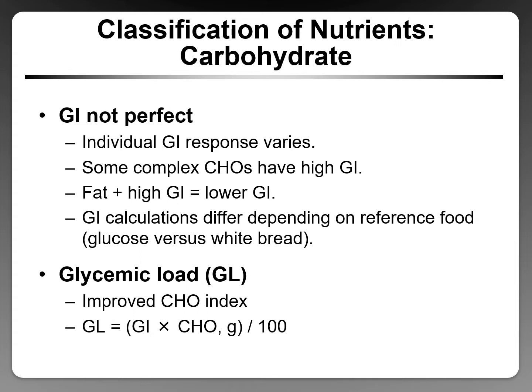And the glycemic calculation is going to differ depending on what your reference food is, if you have glucose as the reference, or if you have white bread as the reference of 100. So instead, many people will calculate the glycemic load. The glycemic load takes into account the amount of carbohydrate in a serving of that food, as well as the glycemic index. So you can see how many grams multiplied by the glycemic index divided by 100 will give us that glycemic load.